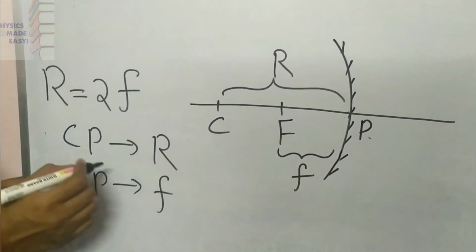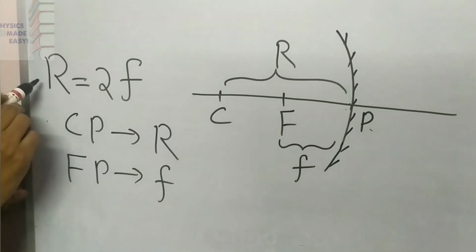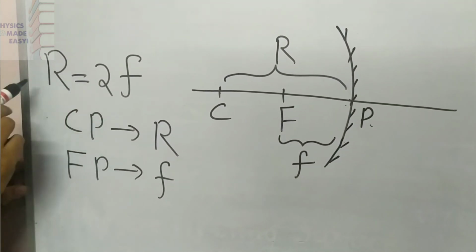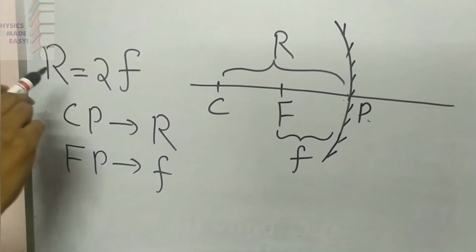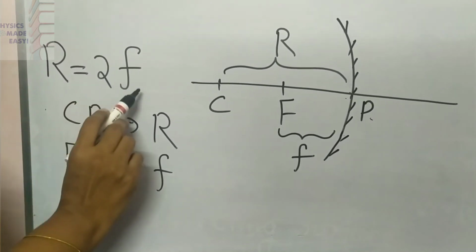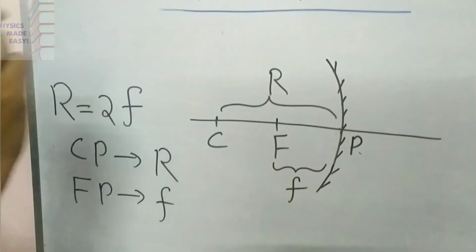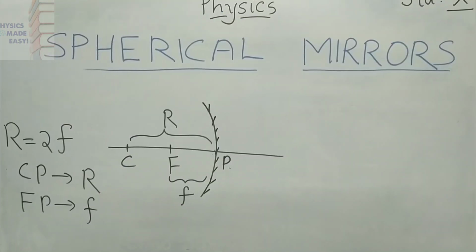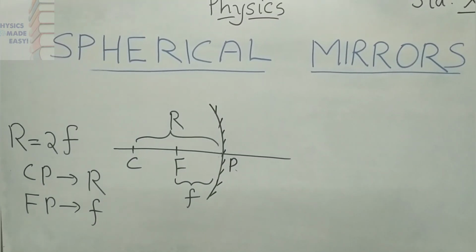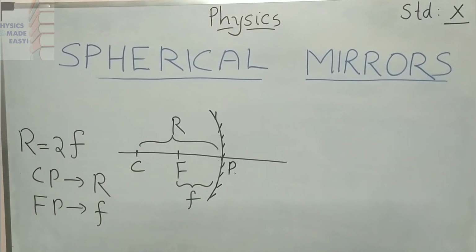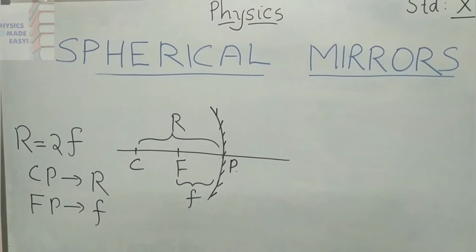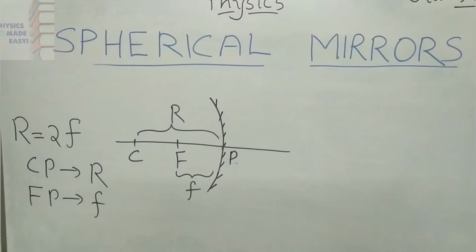For doing problems we need this relation. So R is equal to 2F. The radius of curvature is equal to twice the focal length in the case of spherical mirrors. Now we have studied the important terms related to spherical mirrors. In the next class we can learn about image formation by concave mirrors.